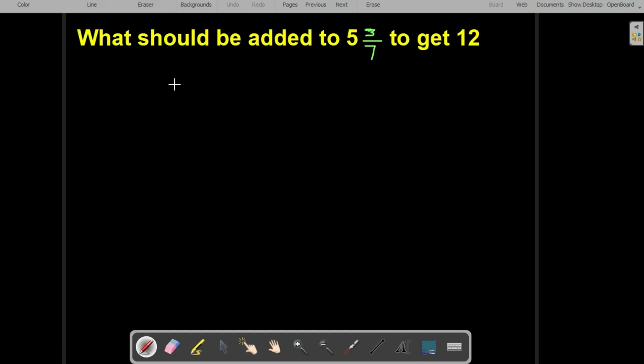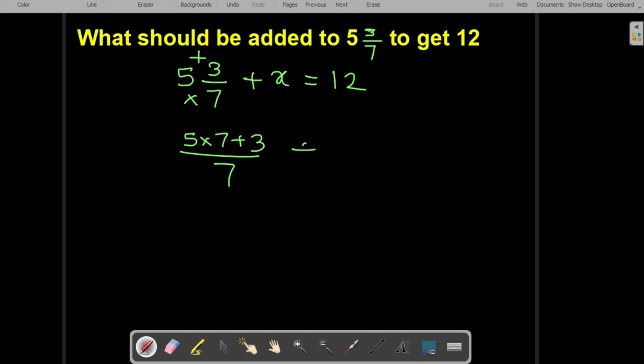Okay. Now the next question is, what should be added to the mixed fraction 5 3/7 to get 12? Suppose x is added in order to get 12. Now we have to convert this into an improper fraction. 5 into 7, we just multiply here and add here. So 5 into 7 plus 3 upon 7 plus x is equal to 12. So 7 into 5, 35 plus 3, 38 upon 7 plus x is equal to 12. So x is the number which we need to identify.